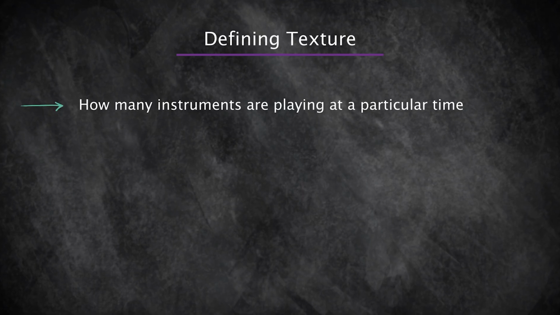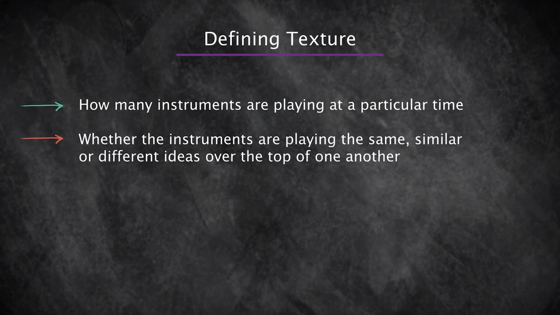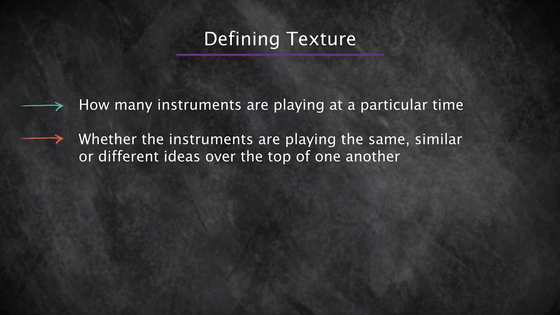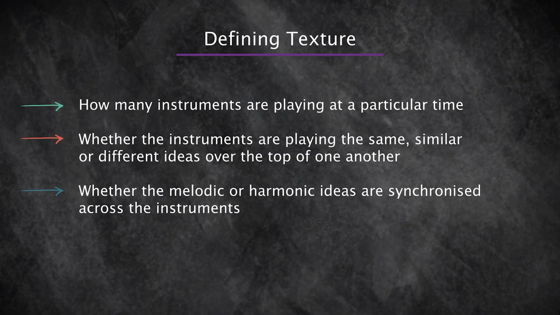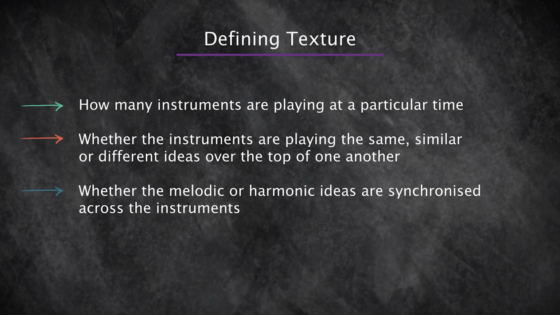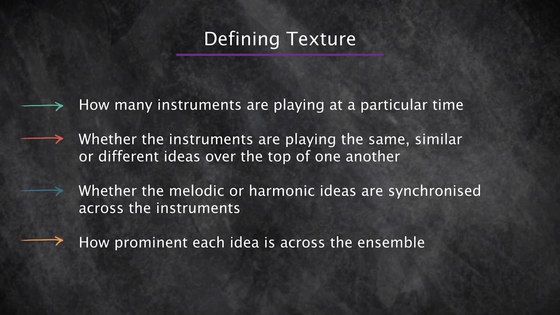Different musical textures can depend on how many instruments are playing at a particular time, or whether the instruments are playing the same, similar, or different ideas over the top of one another, or whether the melodic or harmonic ideas are synchronized across the instruments or not, or how prominent each idea is across the ensemble.